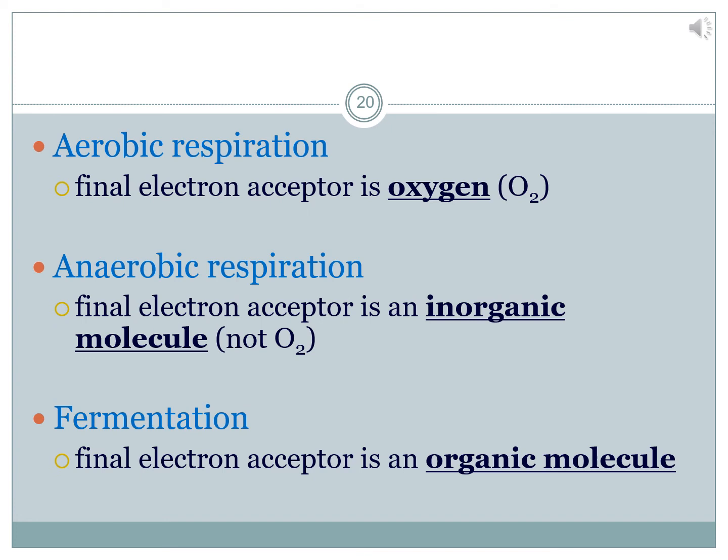In aerobic respiration, or respiration that utilizes oxygen, the final electron acceptor is oxygen. In the absence of oxygen, anaerobic respiration may be used, in which the final electron acceptor is an inorganic molecule, not oxygen. Or fermentation, in which the final electron acceptor is an organic molecule. We will focus on anaerobic respiration and fermentation a little bit later. For now, let's just focus on aerobic respiration, where oxygen is used.